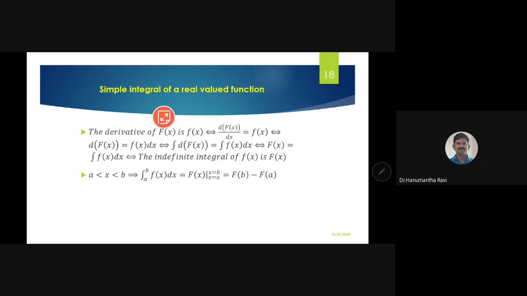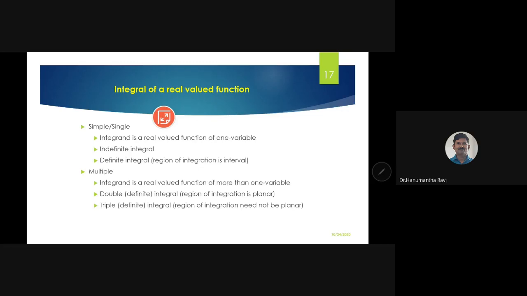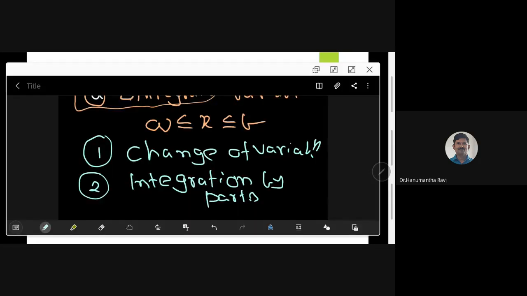Just a minute. So see here, I already told about these things. Single integral: the integrand is a real valued function of one variable. There are indefinite integrals and definite integrals. When we talk about a definite integral, there comes the idea of region of integration. That is the notation we follow when it comes to single integral.